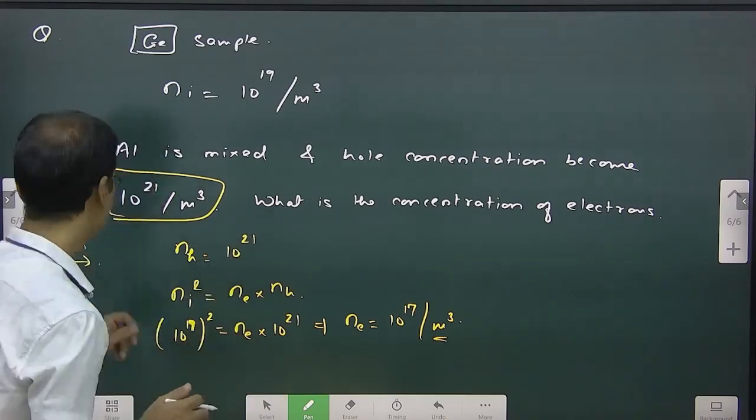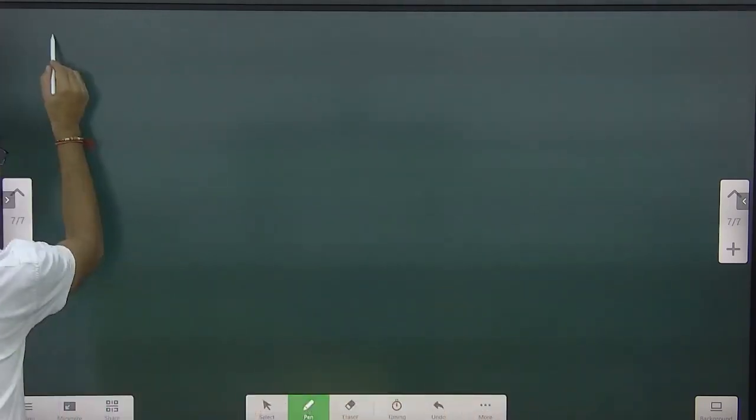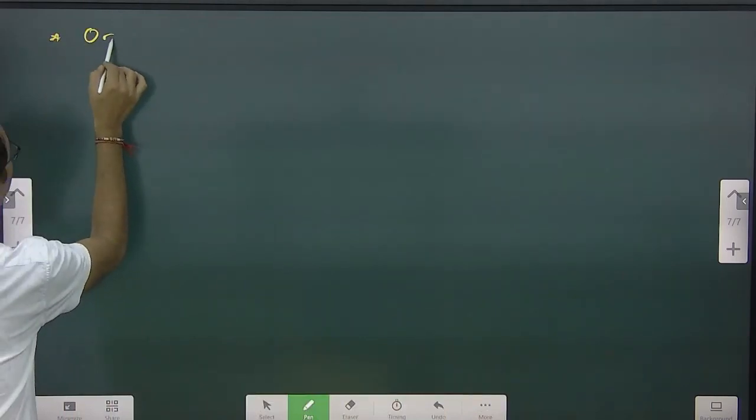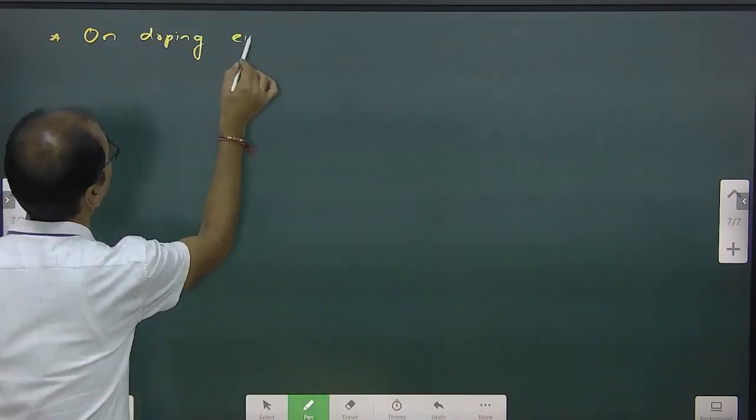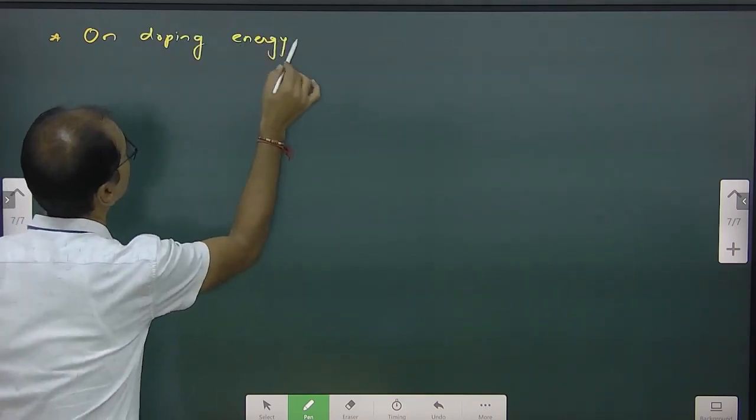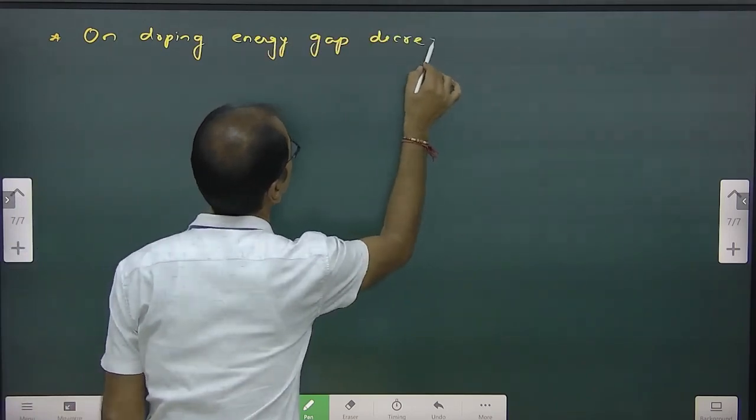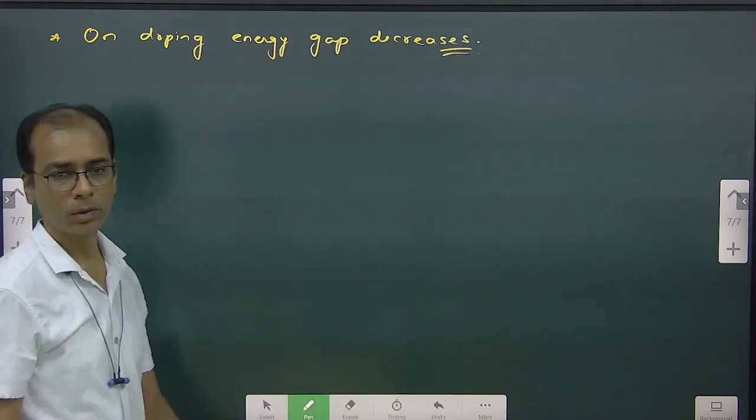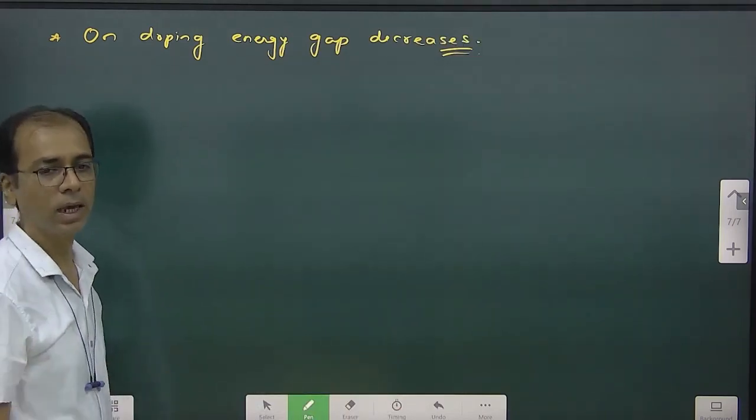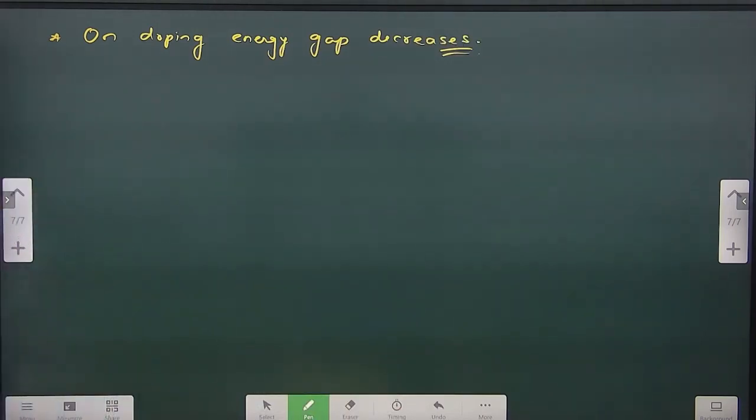An important point to remember: on doping, energy gap decreases. Note that one important point. Then we solve another numerical.